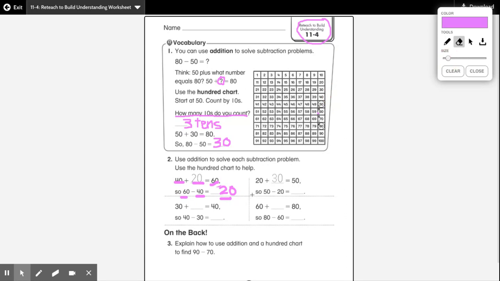20 plus 30 equals 50. So 50 minus 20 equals 30, right? Because they already gave us that answer. So this is how they solved it.